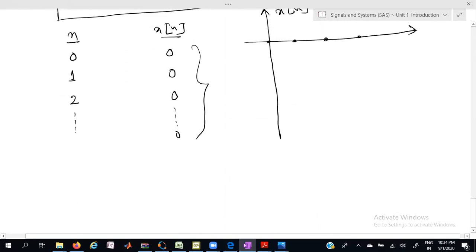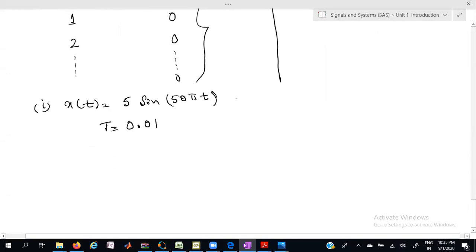Now what I want you to do is, I'll give you two signals. x of t is equal to, say, 5 sine 50 pi t. I want you to sample this and write the values of x of n for sampling period T equal to 0.01. This is the first problem.